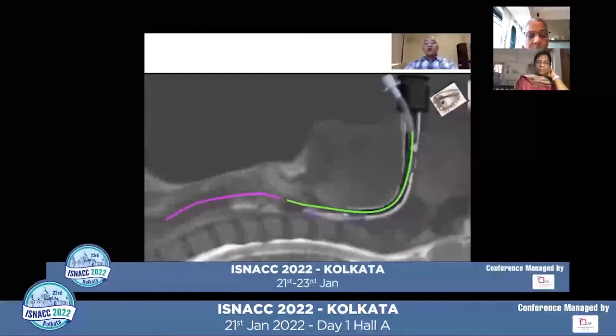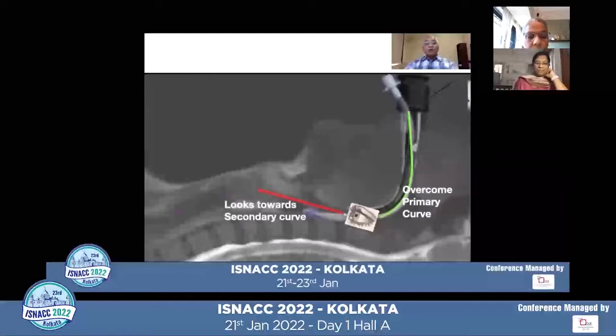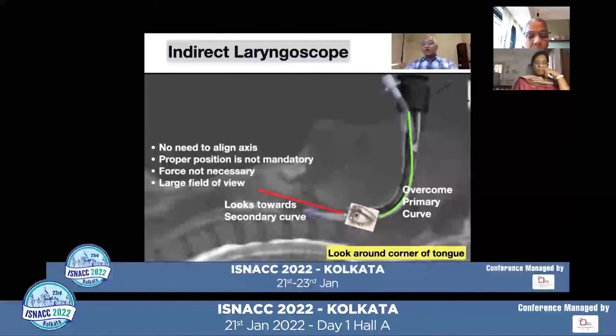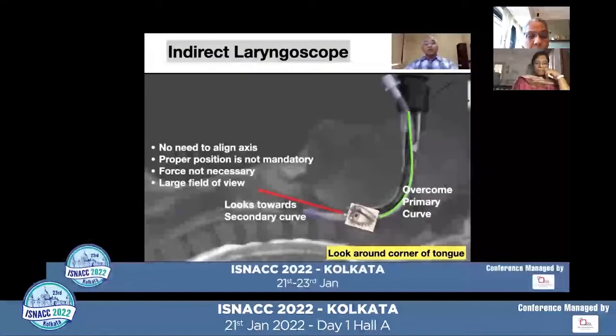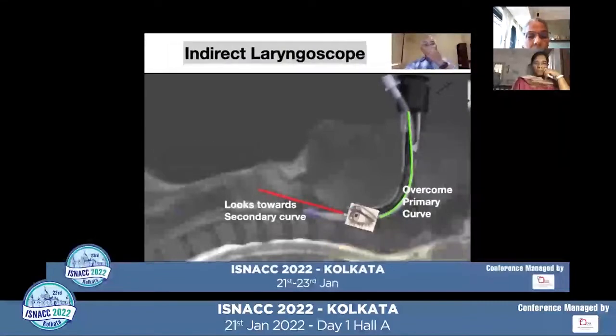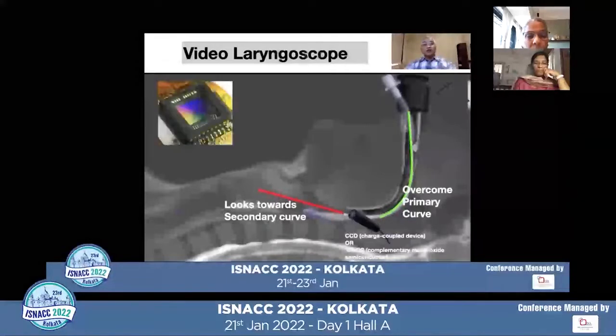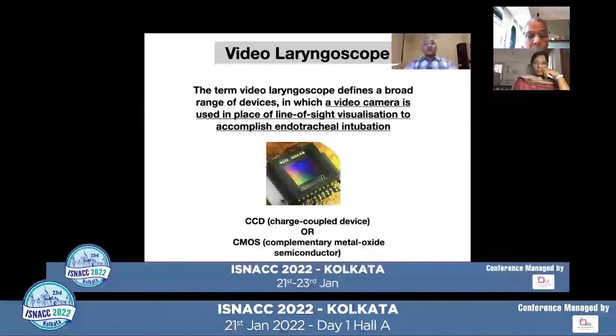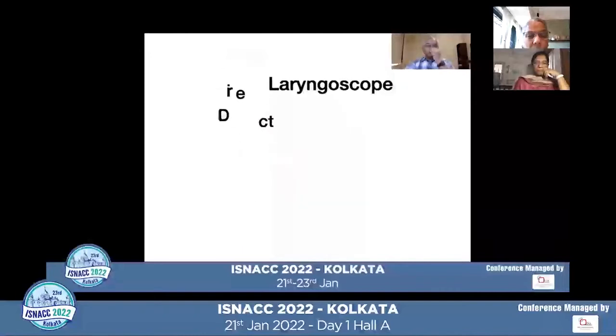is essentially, instead of a direct view from outside, your view beyond the curvature of the tongue, so that you overcome the primary curve and look straight towards the larynx. You don't need to align axes, you don't need to maintain proper position, force is not necessary, and there is a large field of view. The device which looks around the corner of the tongue is called an indirect laryngoscope, and if you use a video camera, it is called a video laryngoscope. So a video laryngoscope by definition is a device which is used in place of line of sight visualization to accomplish endotracheal intubation.